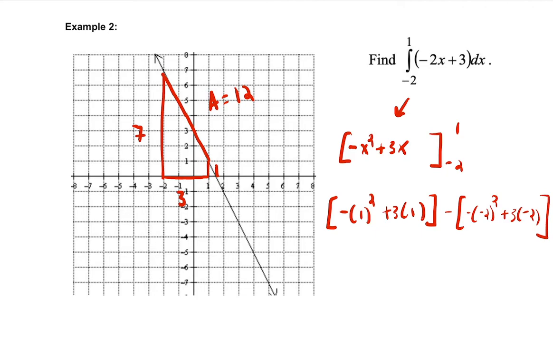And so let's just make sure that this all works out. This becomes 2 minus, and so what we're going to have here is negative 4 minus 6. Yep, this is going to be a negative 10. So what we wind up with here is 12. So once again, you could have done that either area under the curve or definite integral.